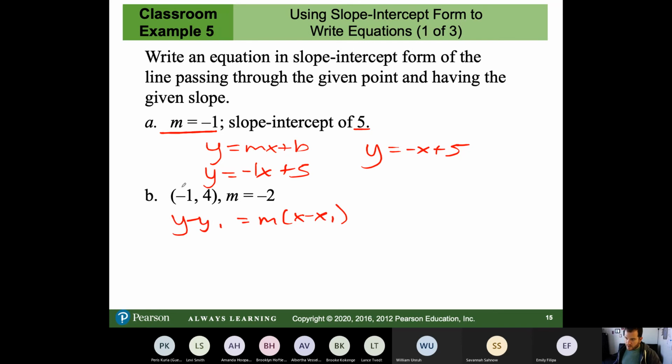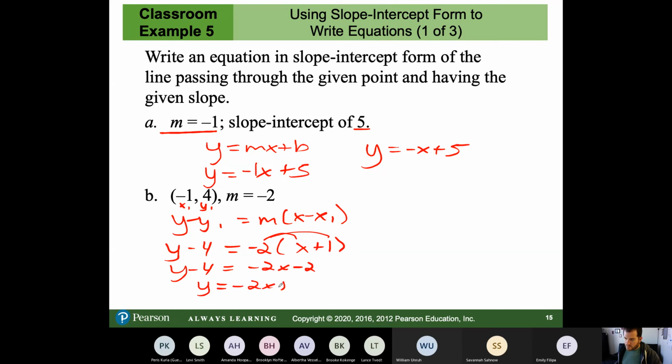Use that formula. This is x1, y1, there's my m. So y minus 4 equals negative 2 times x, remember, minus a negative 1, be careful, it gives me a plus 1. Distribute. So I have y minus 4 is equal to negative 2x minus 2. Add 4 to both sides, y equals negative 2x plus 2. And I am done.